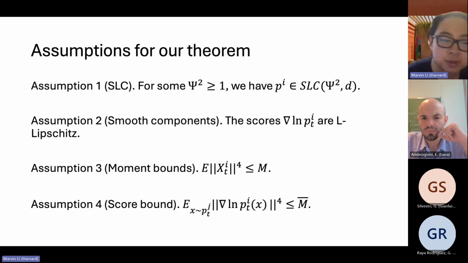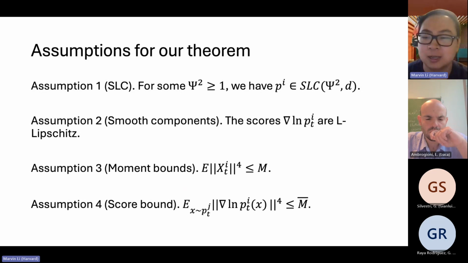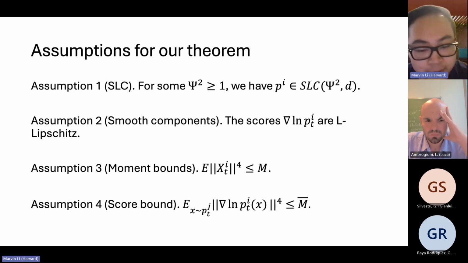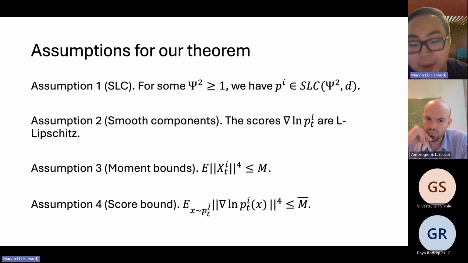Yeah. So just some assumptions for our theorem. One is we need strong log concavity, in the sense that each of the components are concave enough. We also need that the scores are L-Lipschitz. Now, this is a really common condition. It's used in all theory of diffusion papers. And then we require fourth moment bounds on the values.